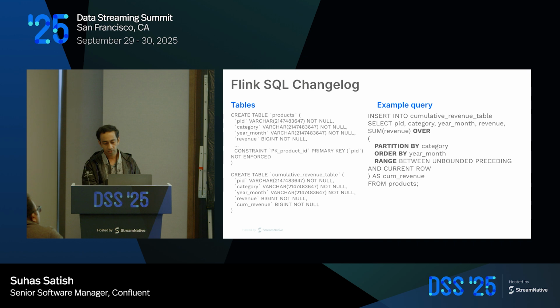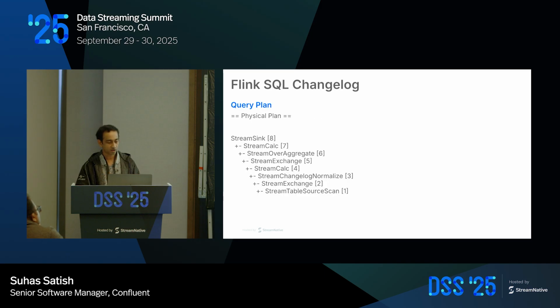And we are using an over operator, summing by revenue and partitioning by category of the product with some range, and then there's some ordering as well. So if you want to see how this query gets broken down into a logical plan, you see the table scan from the source table, which is the operator that reads from the source, finally writing to the sink, and the intermediate operators that process the data.